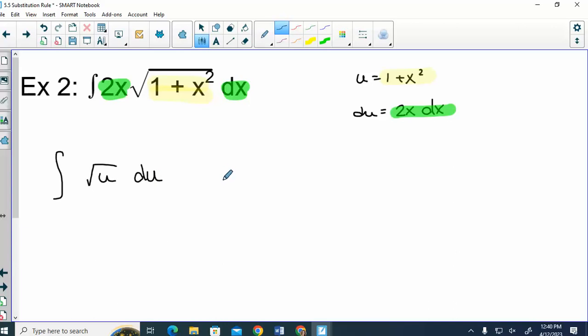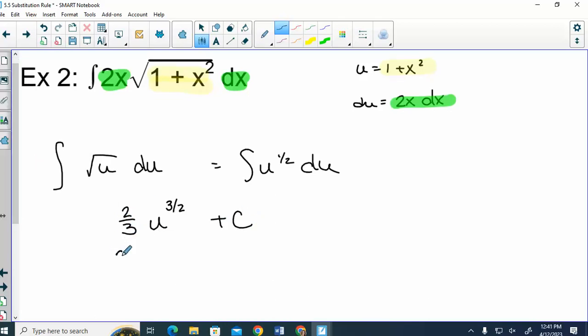Is everybody okay with that substitution? So we just have the antiderivative of u to the 1/2 du. So what do we do? If you add 1 to the power, that's 3/2. So it gets a 2/3 in front. We need a plus c.